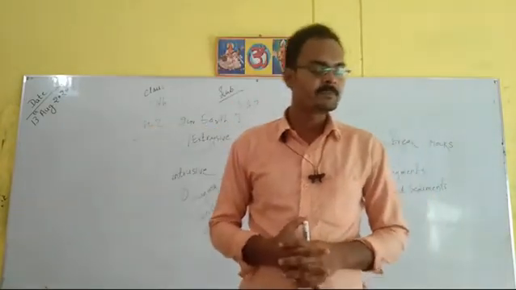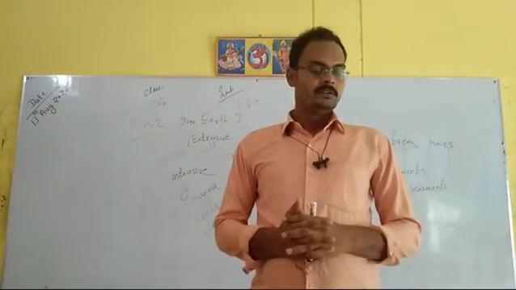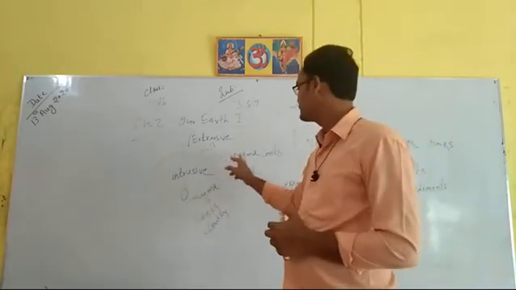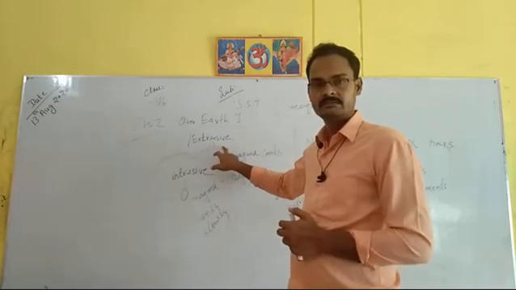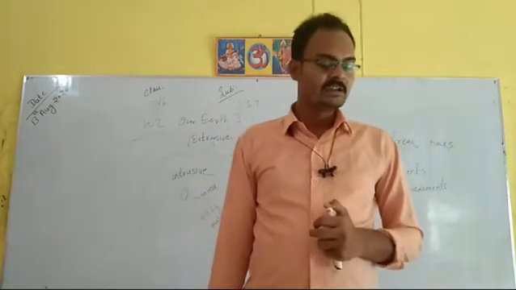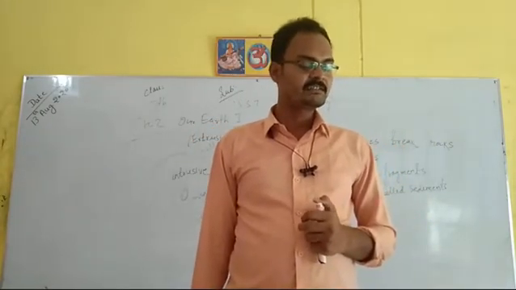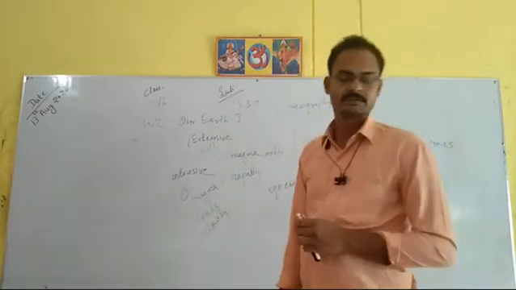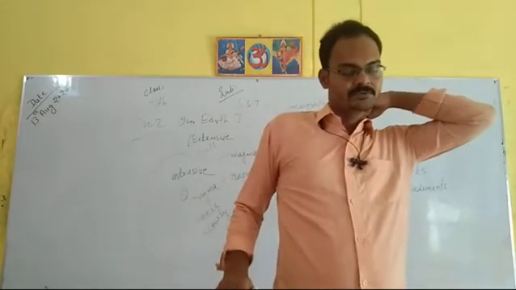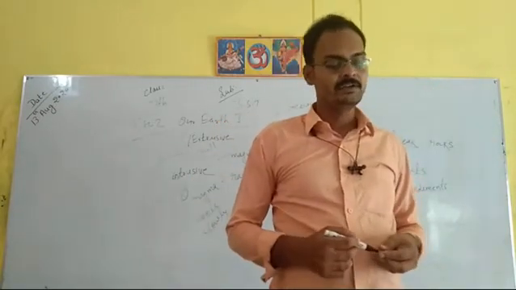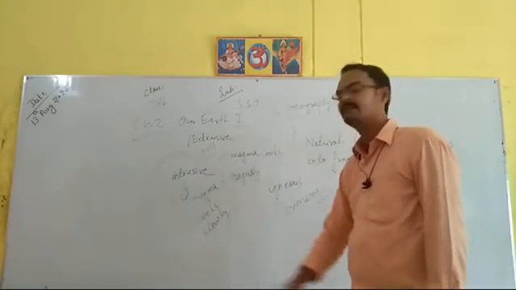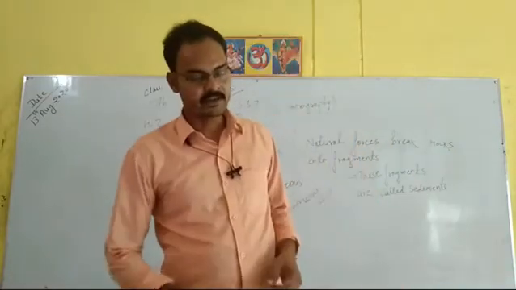Then we see the crystals are smaller in size due to rapid cooling, as I said previously. Here the particles are smaller, rocks are smaller, crystals are smaller, and basalt and obsidian are examples of extrusive igneous rocks. These two examples are there, basalt and obsidian. The Deccan Plateau in India consists of basalt rocks. This you have to know.